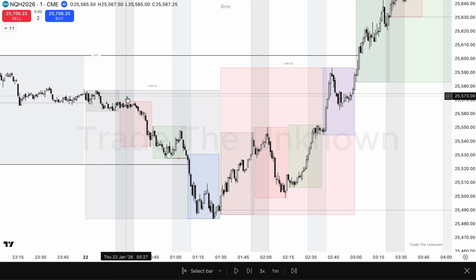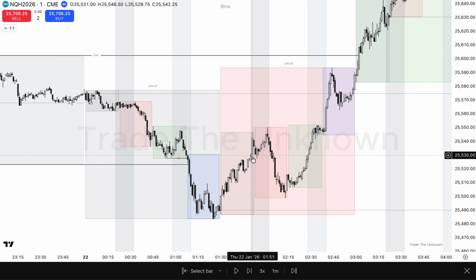Price is inside of the manipulation window, and you can see it does not take out the high that formed inside of this manipulation window, inside of the inducement window. Instead, it barely stops just in advance and then rejects. So you get your manipulation. And then in the second window, you get your continuation distribution.